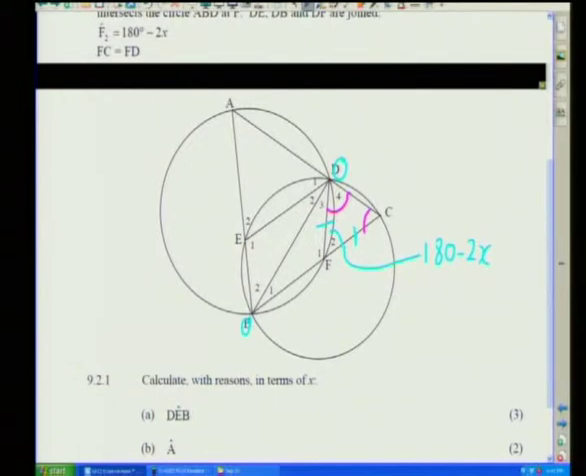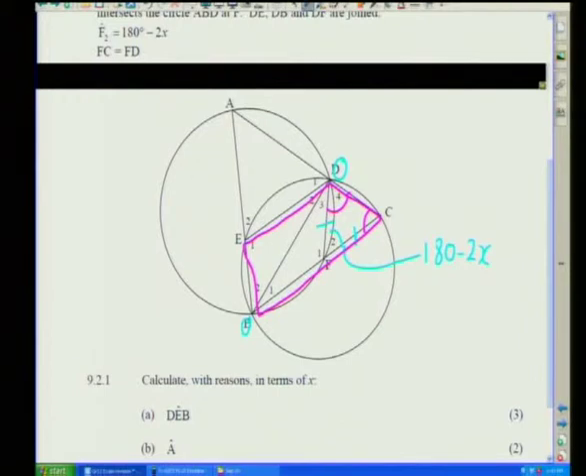The cyclic quad there that we have with all 4 points on the circumference is going to be D to E to B to C, and then back there. Do you see that that is a cyclic quad? We've got 4 points touching the circumference, so therefore D, E, B, C is a cyclic quad.